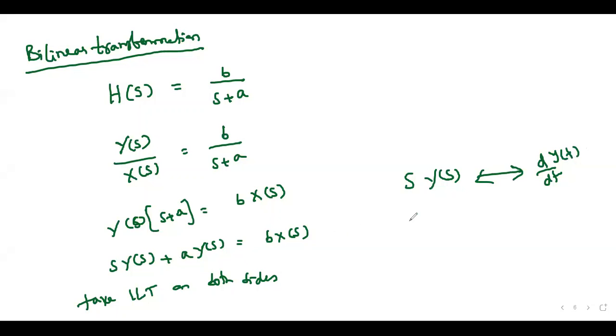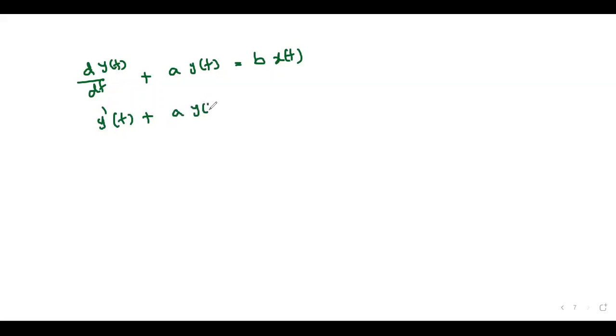Okay, then Y of s, a is a constant. So Y of s is transformed to y of t. X of s is transformed to x of t. Right? Now, if I place this there, I can write it as d by dt of y of t plus a into y of t, that is equal to b into x of t. Then this d by dt of y of t, I can write simply like y dash of t. We basically denote it just for simplicity.